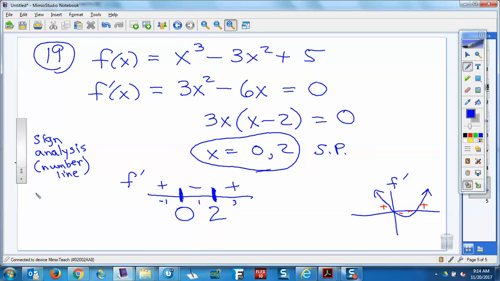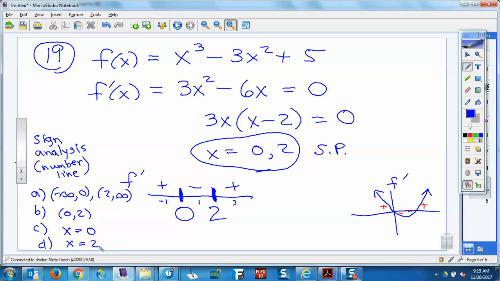So, part A, where's the function increasing? Number 19 on page 121. A, where's the function increasing? Negative infinity to 0, and 2 to infinity. B, where's the function decreasing? Between 0 and 2. C, where does the function have a local max? X equals 0. Where does it have a local min?